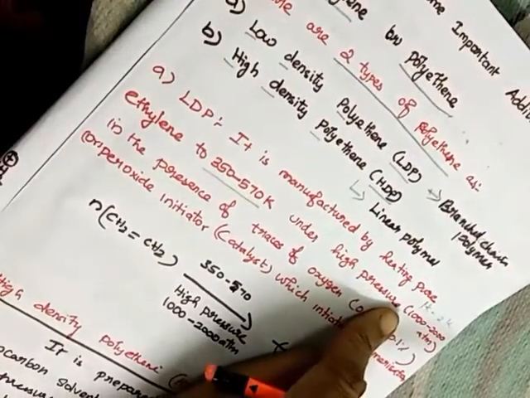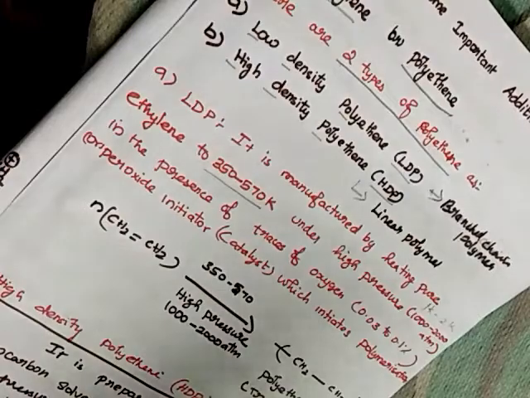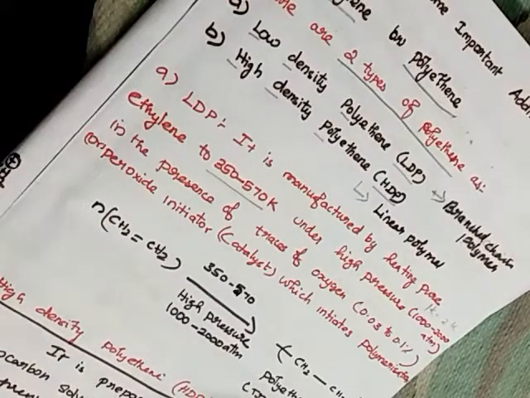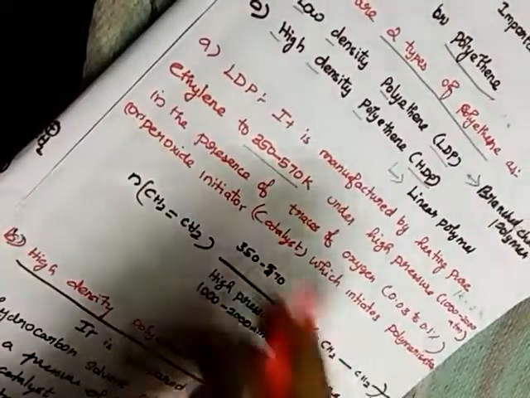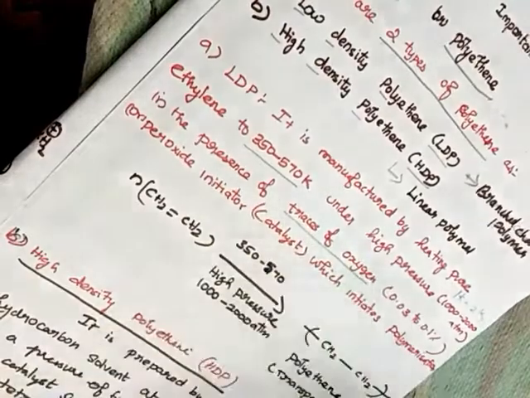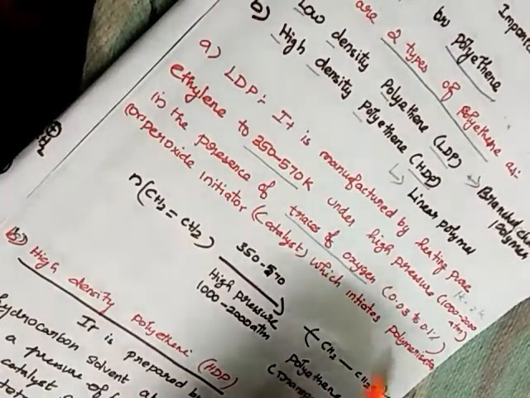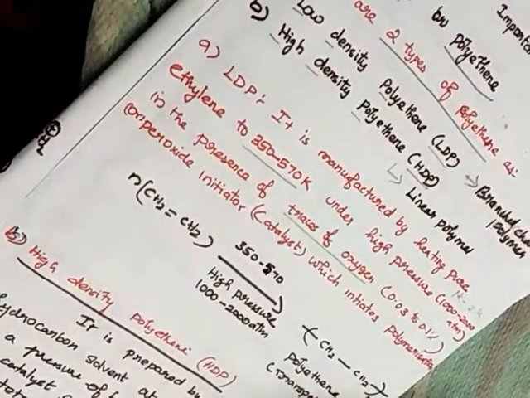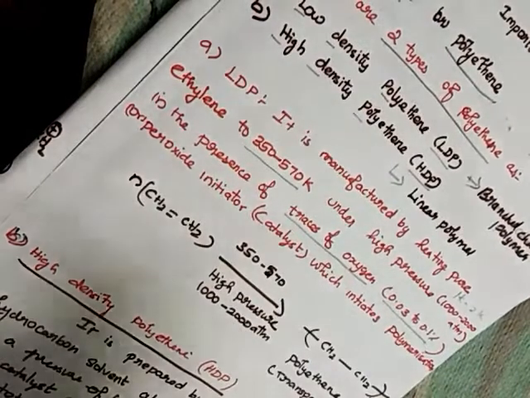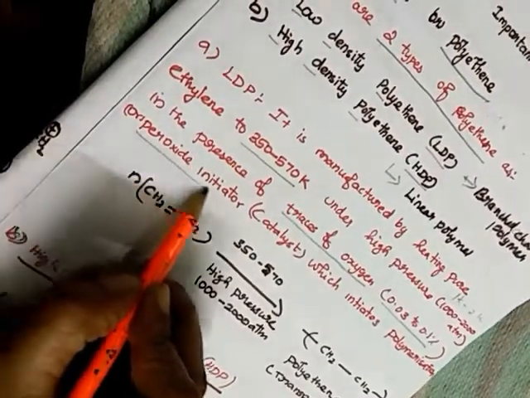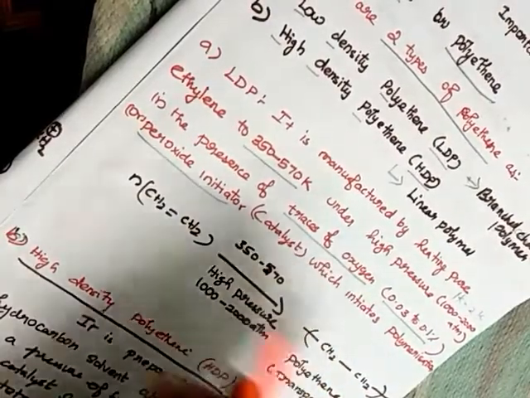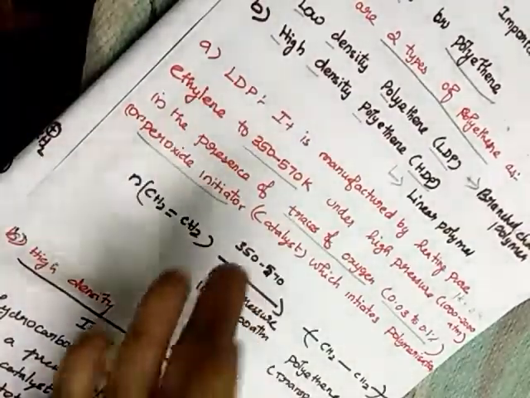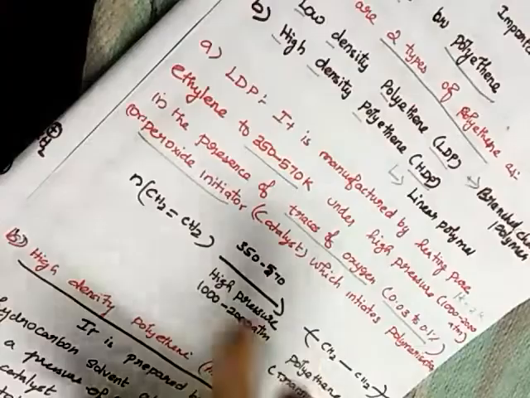So low density polythene is manufactured by heating pure ethylene to 350 to 570 Kelvin under high pressure of 1000 to 2000 atmosphere in the presence of traces of oxygen. A trace of oxygen means the oxygen amount should be 0.03 to 0.1%, or you use peroxide as an initiator. If you are using a trace amount of oxygen or a peroxide initiator, this kind of polymer is prepared by free radical mechanism.